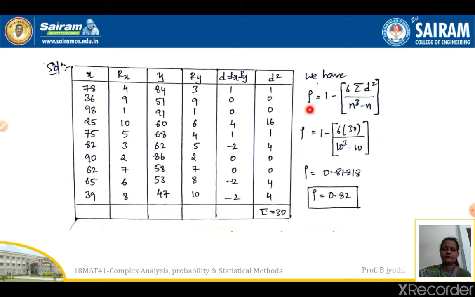So by the formula, rho is equal to 1 minus 6 sigma D square divided by n cube minus n. So that gives us 1 minus 6 times sigma, which is 30, divided by n cube minus n, where the total value of n is 10 here, so it is 10 cube minus 10. So the rank correlation we have calculated is 0.81818, which can be rounded off to 0.82. That is the highest correlation we are getting from these two subjects' ranks.